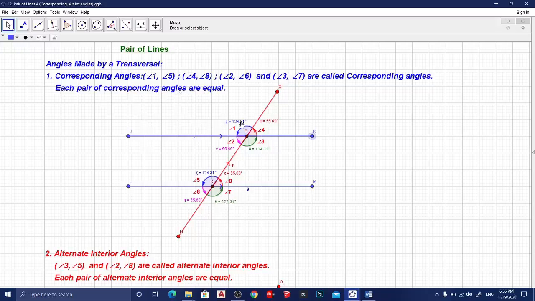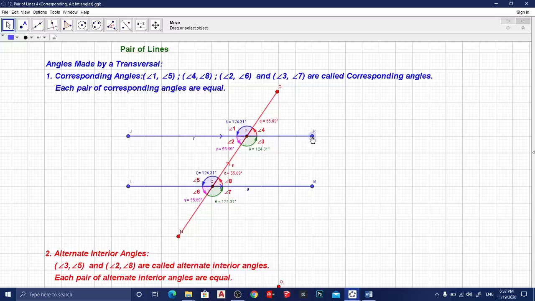Now the corresponding angles are equal to each other, and this property is used to prove whether the given two lines are parallel to each other. Whether the given two lines are parallel or not, we will use this corresponding angles property. By using this property, you can tell that the given two lines are parallel. Only if the given two lines are parallel, the corresponding angles are equal.